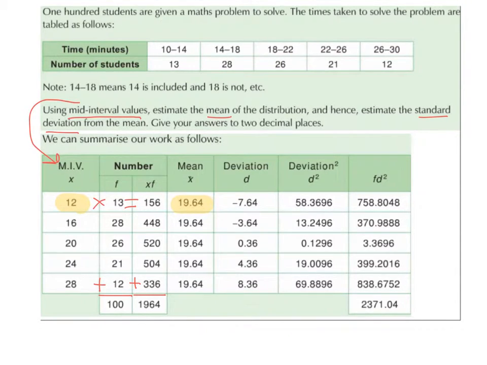Next we're going to work out fd squared, so that's the frequency multiplied by the deviation squared. So 13 multiplied by 58.3696 is 758.8048. So it's the frequency times the deviation squared, all the f's multiplied by all the d squareds. 28 multiplied by 13.2496 is 370.9888. 26 multiplied by 0.1296 is 3.3696. 21 multiplied by 19.0096 is 399.2016. And 12 multiplied by 69.8896 is 838.6752. Again, we want to keep these all to 4 decimal places. Next, we're going to add these up, and we end up with 2371.04.